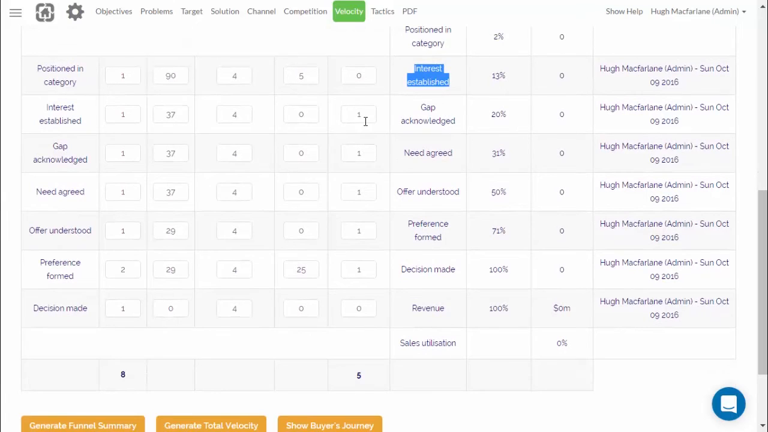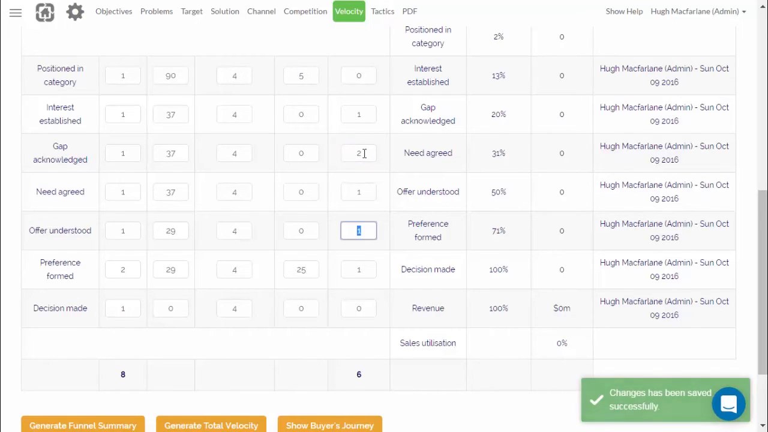I am going to use my salespeople though to get the prospect troubled, and I am going to get the prospect to work out what they need, but I'm actually going to allocate 2 meetings there. That is, I'm going to work really hard at getting a clear need. I'm only going to have 1 meeting for offer understood, and I'm going to have no meetings.